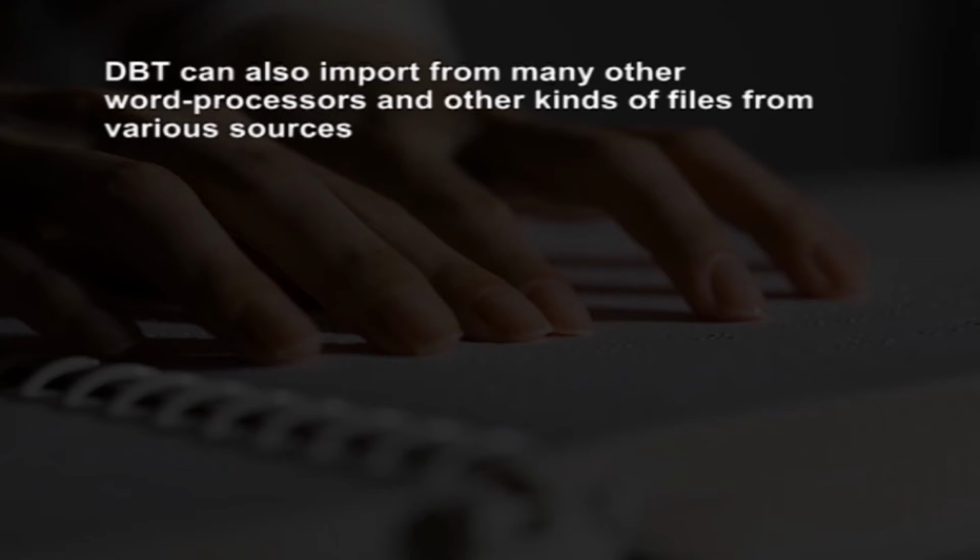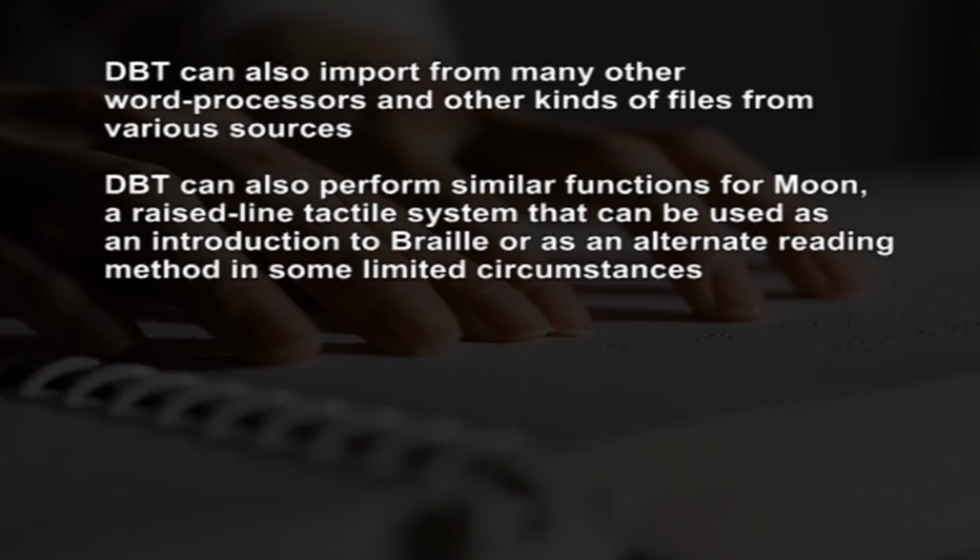Import files from HTML, Word 2003-2013, OpenOffice and other formats. Math translation is available for Nemeth, BAUK, UEBC and French Braille. DBT can also import from many other word processors and other kinds of files from various sources. DBT can also perform similar functions for Moon, a raised line tactile system that can be used as an introduction to Braille or as an alternate reading method in some limited circumstances.